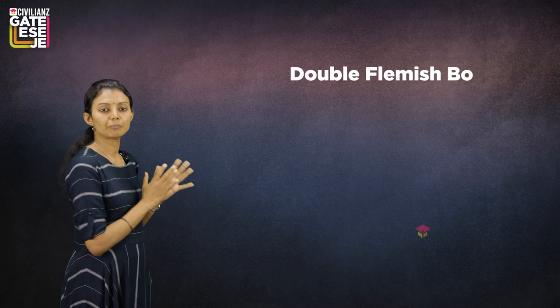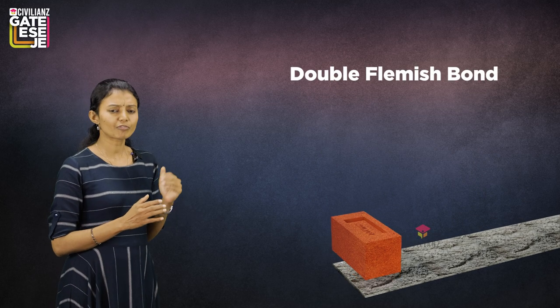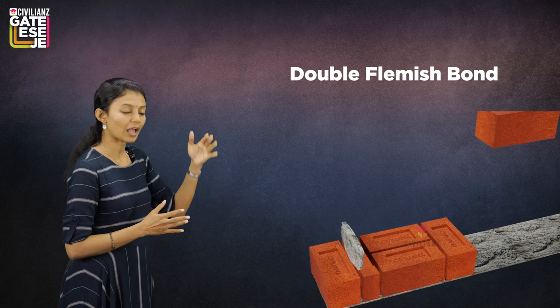Now coming to the double Flemish bond. In a double Flemish bond, the front elevation and back elevation consist of Flemish bond itself, and that's why the name double Flemish bond. It is considered to be the most beautiful brick bond. So now we know the difference. For a single Flemish bond, front elevation is Flemish bond and back elevation is English bond. But for a double Flemish bond, both the front and back elevation consist of the Flemish bond itself.